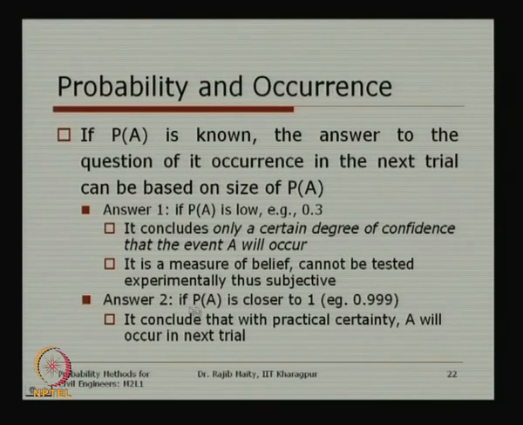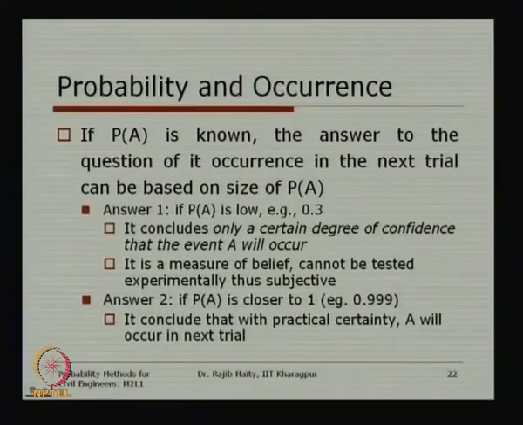The second thing is that if the probability is very close to 1, say for example 0.999, it concludes that with practical certainty A will occur in the next trial. So if the probability is very high, we generally say that with practical certainty this will occur. When the probability is very low, it is very unlikely to occur, and when it is very high, we say it is likely to occur.